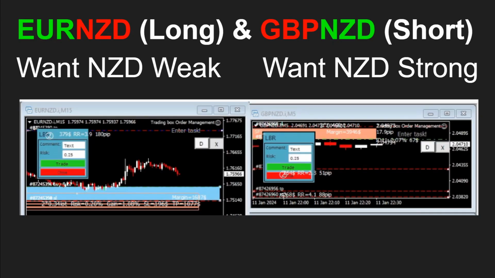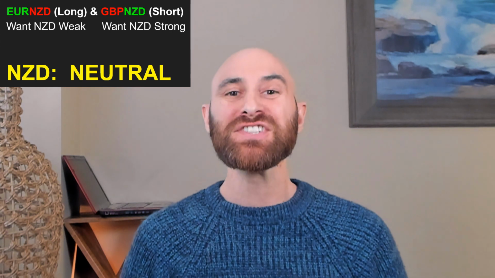The same logic for NZD. On the left, we're long Euro NZD, so we want NZD to be weak. On the right, we're short GBP NZD, so we want the New Zealand dollar to be strong. We just saw that I'm indifferent what AUD or NZD does. The trick is you can't just blindly enter two opposing trades. They both have to make sense. Let's go back to the charts. I'll show you what I mean.